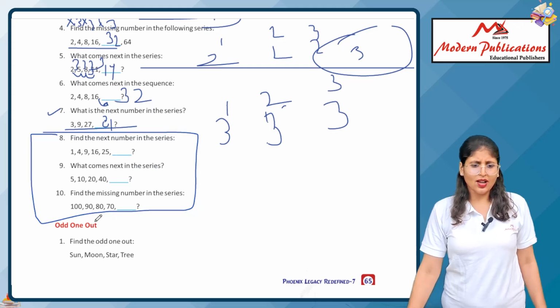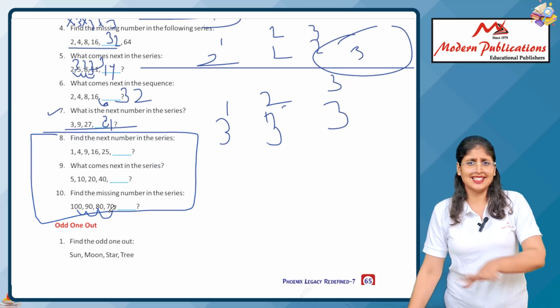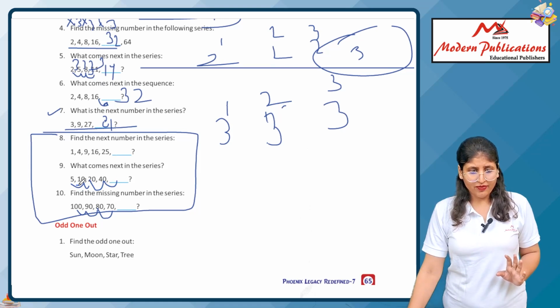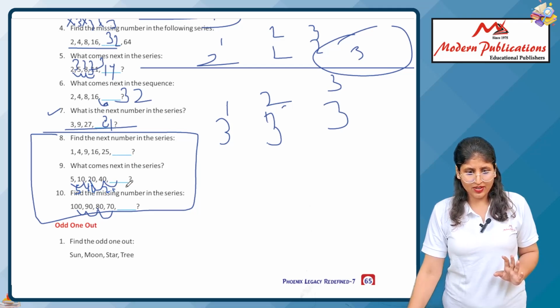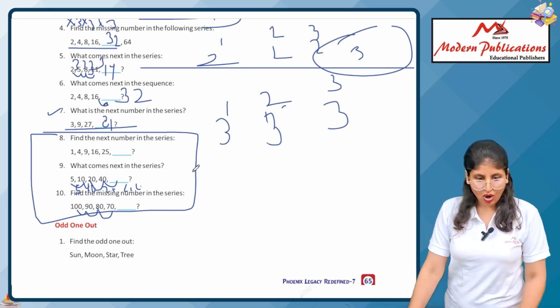I think it is almost clear. Can you see the difference? It's backward counting: 100, 90, 80 like this. For 5, 5, 10, 20, the differences are there. First we see a difference of 5, then 10, then 20, again 40. Like this we have to solve it.